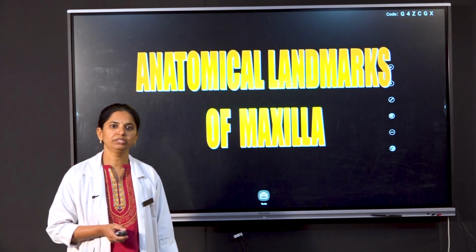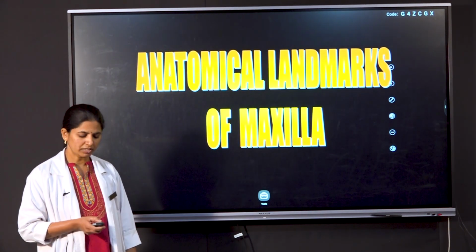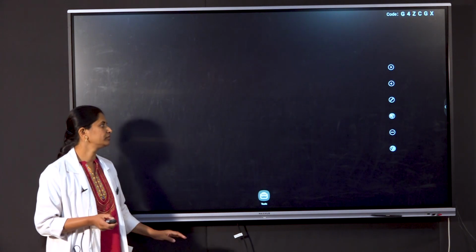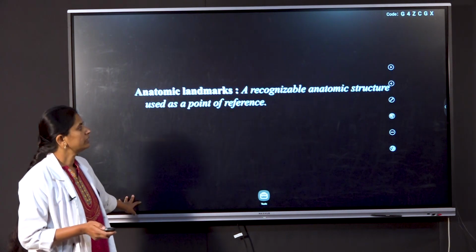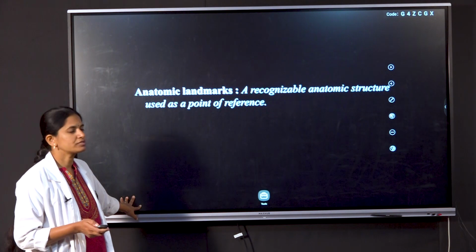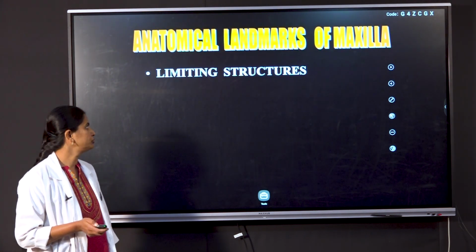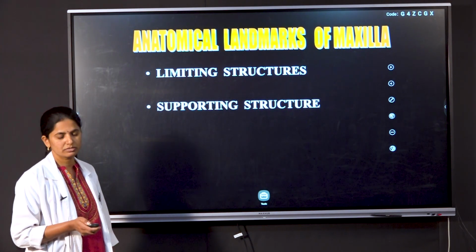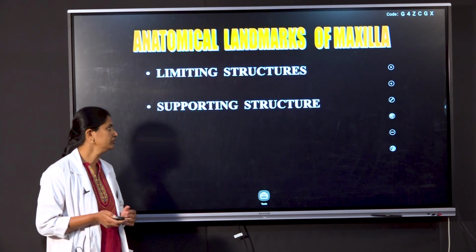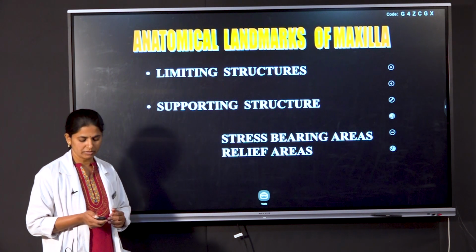Myself, Dr. Santoshi. I am discussing maxillary anatomical landmarks. Coming to the definition, an anatomical landmark is a recognizable anatomical structure used as a point of reference. Basically, the anatomical landmarks are divided into two: limiting structures and supporting structures. Supporting structures are again divided into stress-bearing areas and relief areas.